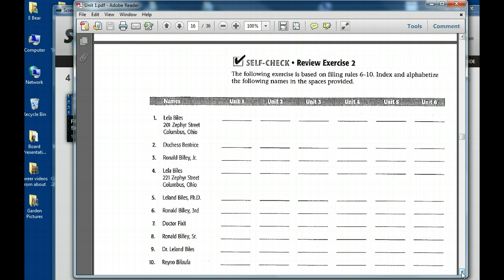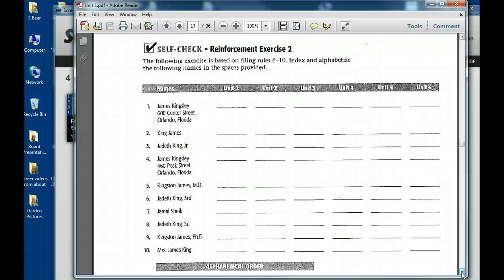The next activity is the review exercise number 2. These use the rules of 6 through 10. Index and alphabetize the following names in the spaces provided. Now complete the reinforcement exercise number 2. The following exercise is based off of rules 6 through 10. Index and alphabetize the following names in the spaces provided.